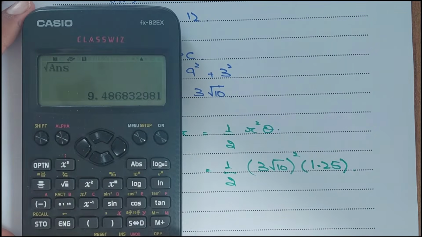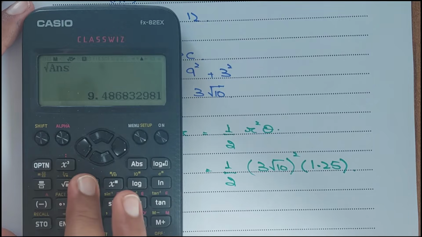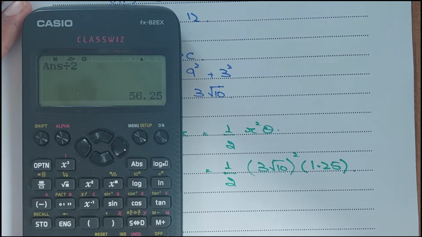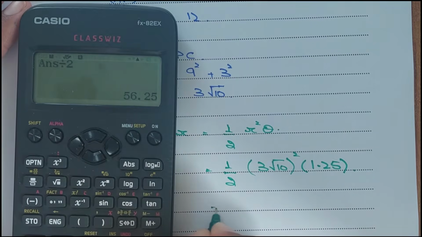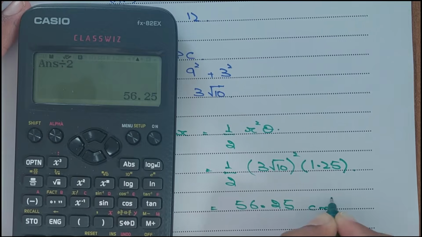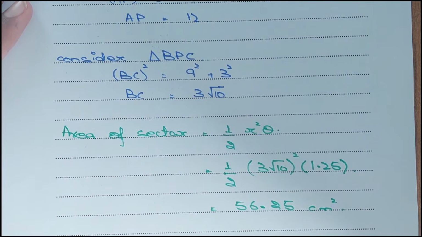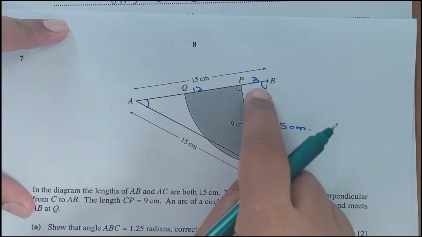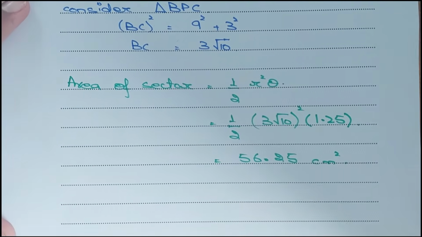Squared, times 1.25 and divided by 2. This equals 56.25 centimeters squared. This is the area of the sector BCQ. This triangle is not shaded, so we subtract its area.